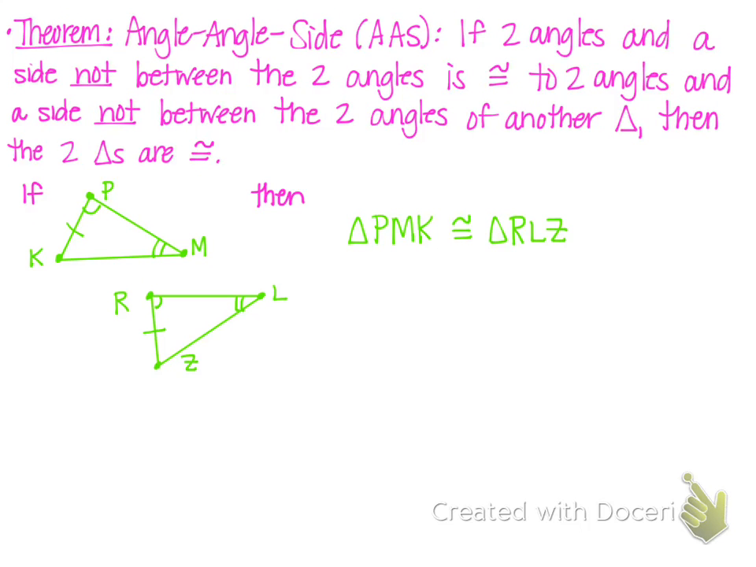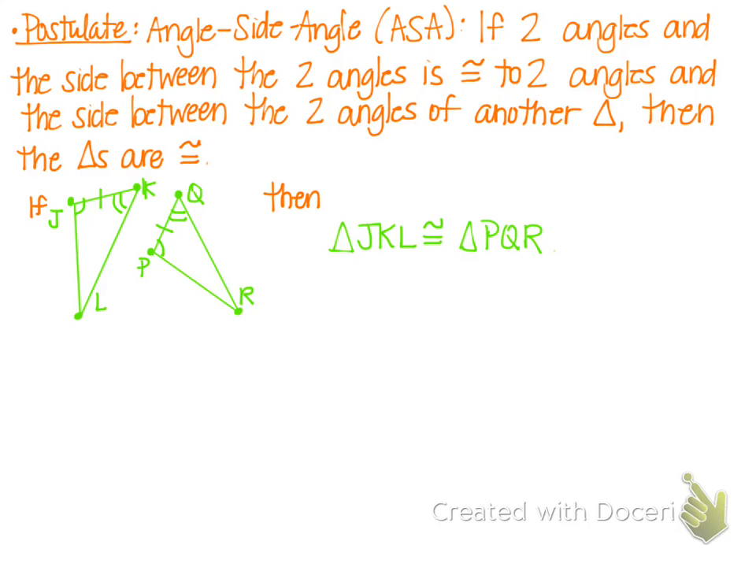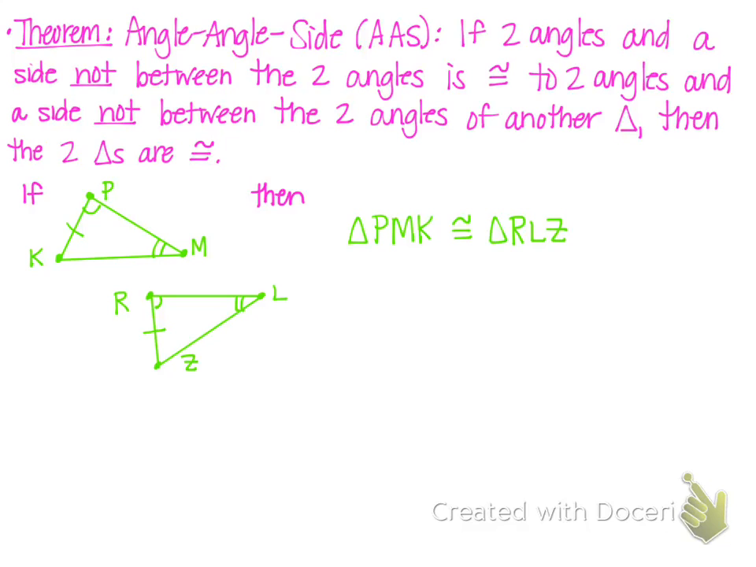Alright, the next one is actually a theorem. So this one has been proven. It's the angle-angle-side congruence, abbreviated AAS. Now make sure that you notice the difference between this one and the one before. We have 2 A's and an S, just like here, 2 A's and an S, but the difference is the order. In angle, side, angle, the side has to be between the 2 angles, but in angle, angle, side, the side is not between the 2 angles. So it says, if 2 angles and a side not between the 2 angles is congruent to 2 angles and a side not between the 2 angles of another triangle, then the 2 triangles are congruent.